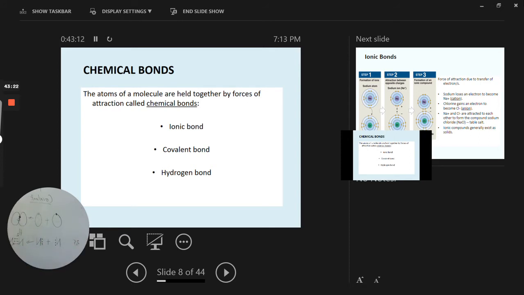I've talked about ionic bond, right? I've talked about covalent bond. What's the difference between ionic and covalent bond? Ionic bond is transfer, covalent bond is sharing.